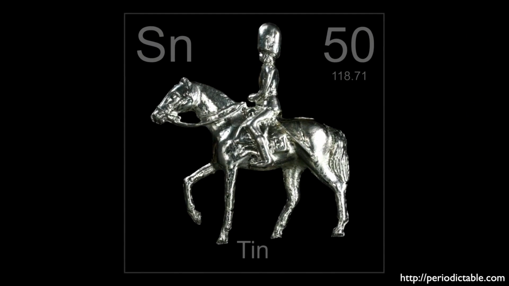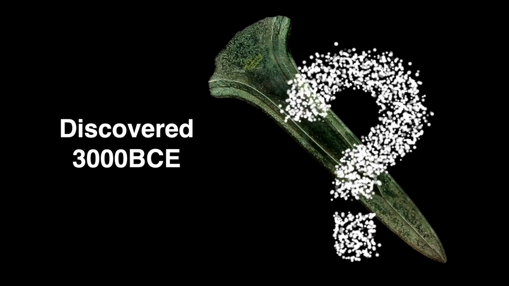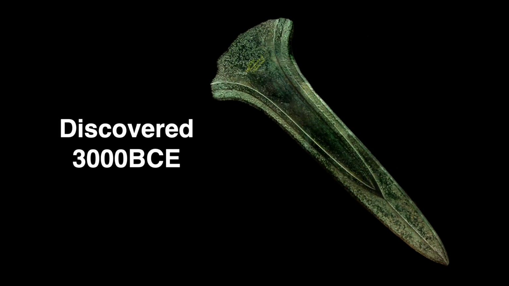Tin is the 50th element in the periodic table. Its atomic number is 50 because that's how many protons are in its nucleus, and that's what distinguishes it as a unique element. We have no idea who discovered tin, but it may have been found as early as 3000 or 3500 BCE. It was probably not known as an independent element that early, but rather in combination with copper. More on this combination, called bronze, later.